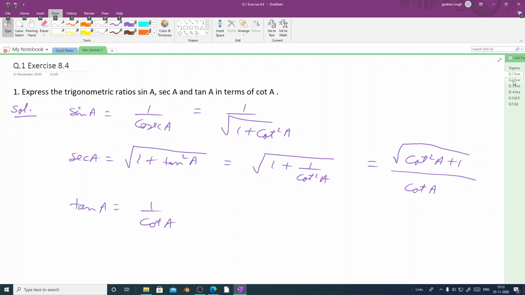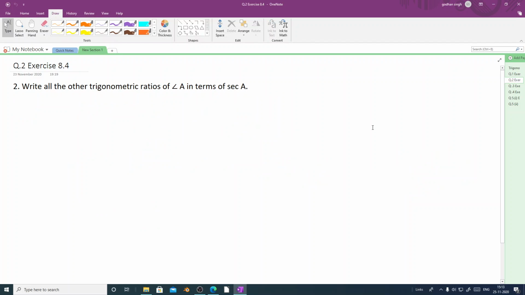Next we will be going to question number 2. So what is question number 2? Write all the trigonometric ratios of angle A in terms of sec A. So what we have to do here is, we know there are 6 trigonometric ratios: sine, cos, tan, cot, sec, cosec. Sec is already given here, and the remaining we will be writing in terms of sec A. So let us start solving question number 2.